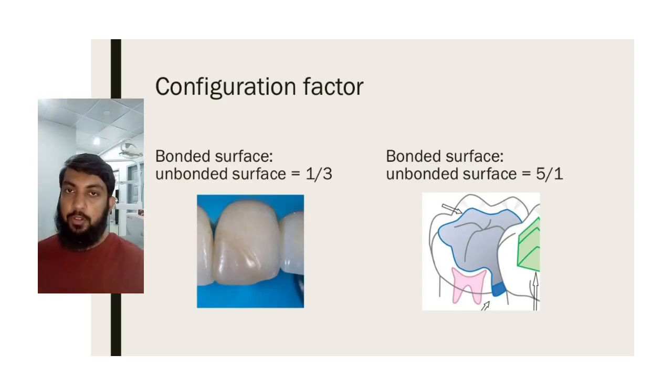So only the occlusal surface is left. So the configuration factor is very high and challenges to the bond are increased. What is the reason of shrinkage?